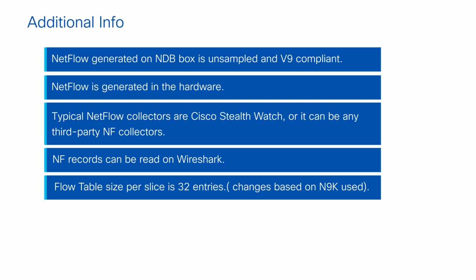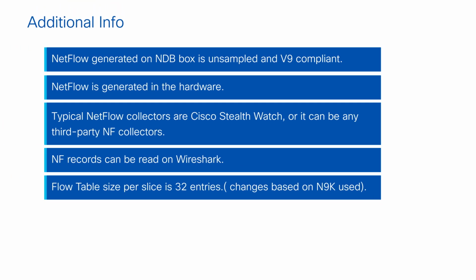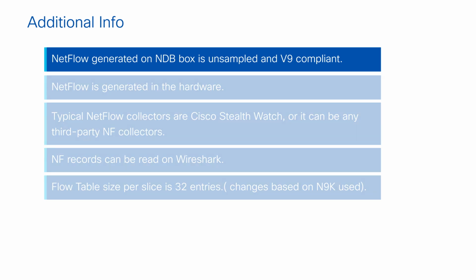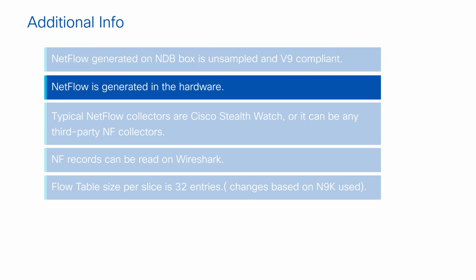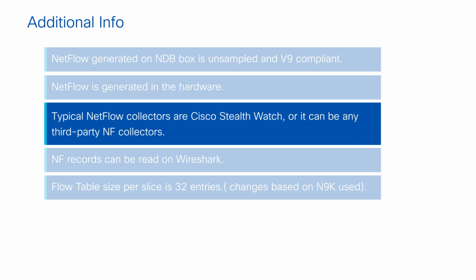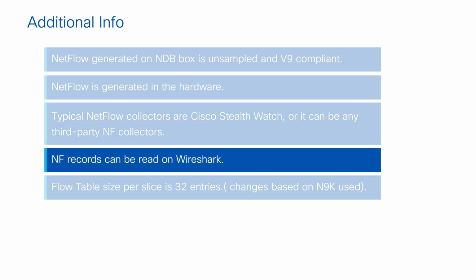A little bit of information on what kind of NetFlow we do. The NetFlow that is generated on the NDB box is unsampled NetFlow, and it's V9 compliant. It's industry standard V9 compliant, and it's generated in the hardware. It's not software, so it's not bound to any capacity limits. For collectors, we can use Cisco Stealthwatch, or any third-party NetFlow collectors, because it's V9 compliant. The NetFlow records can also be easily read in Wireshark.